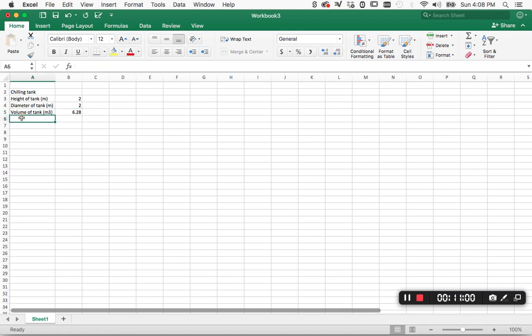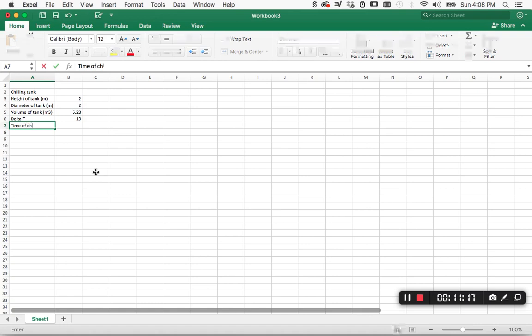So 6.28 cubic meters, or 6,280 litres thereabouts, in the chilling tank. So that's how much juice we want to chill. I'll put delta T, the change in temperature, and it said we wanted to drop it by 10 degrees.